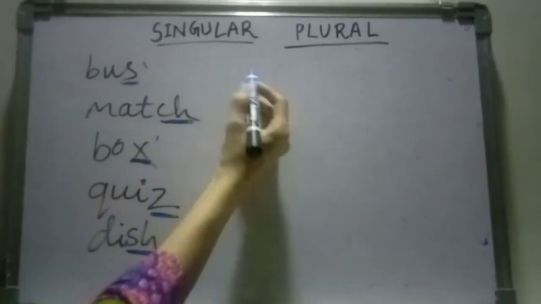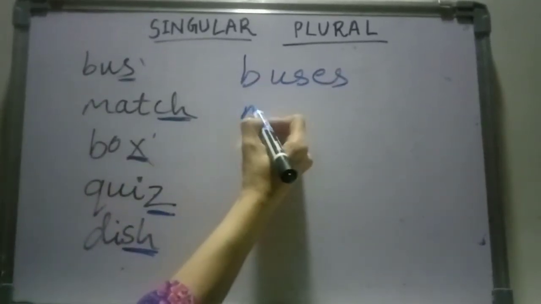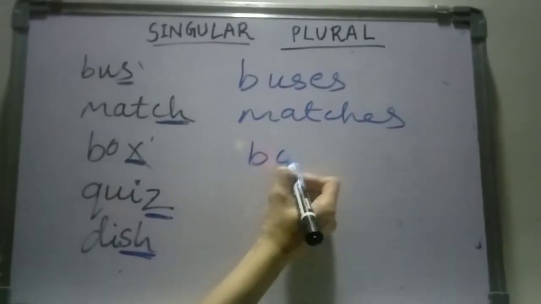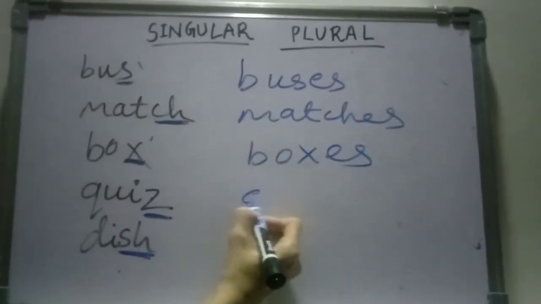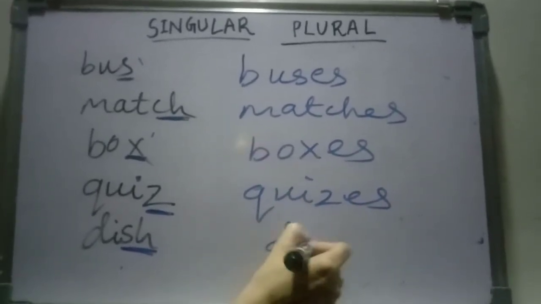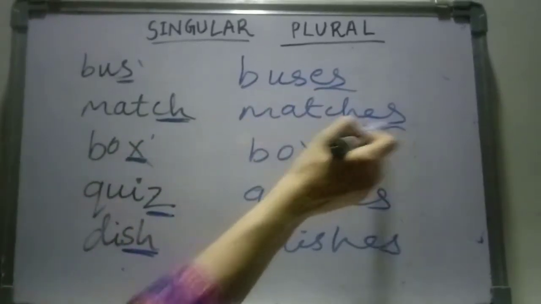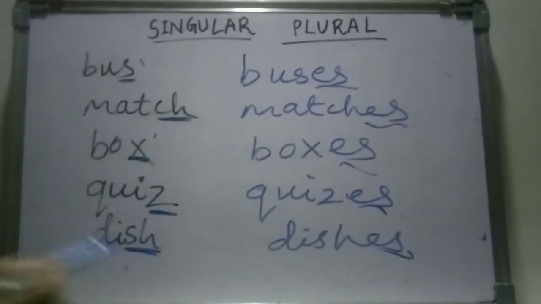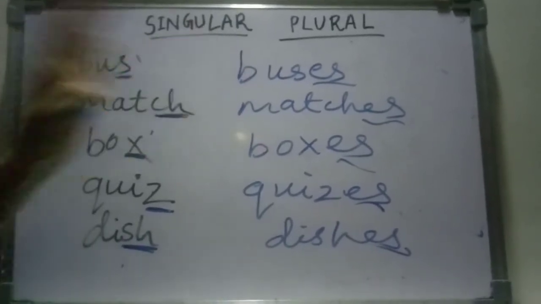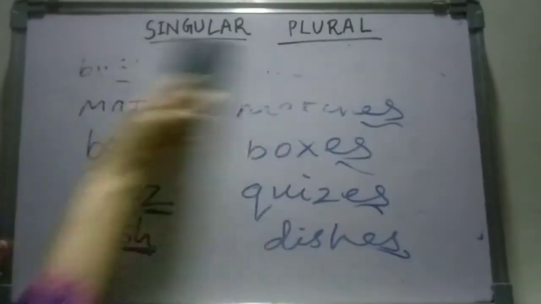See, bus, you will spell as buses, match as matches, box as boxes, quiz as quizzes, dish as dishes. So what you have done, you have just added ES at the end of these words. You don't have to remove anything, just adding ES. Okay, so this was our rule number 1.